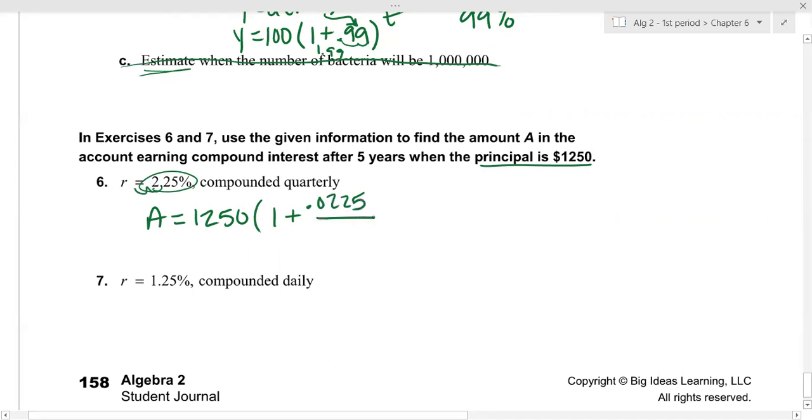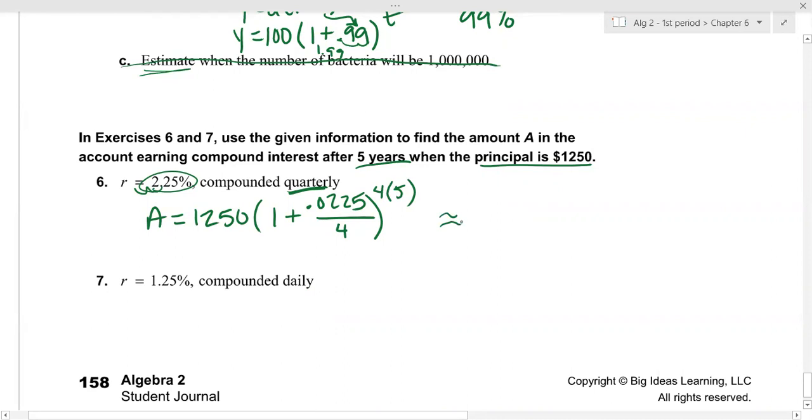Okay, so then I'm going to take that divided by n. So this says compounded quarterly. So if you remember correctly, quarterly is 4 times a year. And then I'm going to raise that to the n, just 4 again, times t. T is 5 years. So I'm going to give you enough of these that you'll get very comfortable with the formula. But basically, you'll take that, plug it in your calculator.